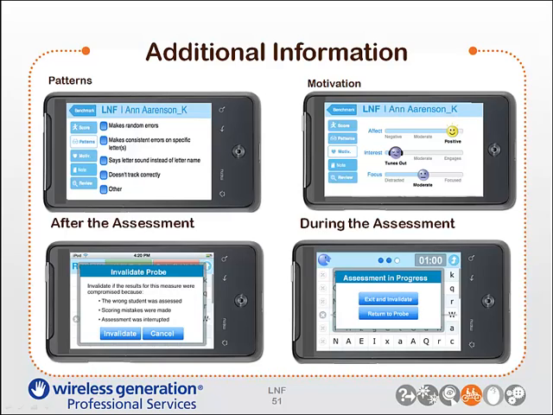There's also a review tab where you can invalidate the assessment. This is only done in an emergency situation because we want to be sure that we get the student's first indication of what they know.